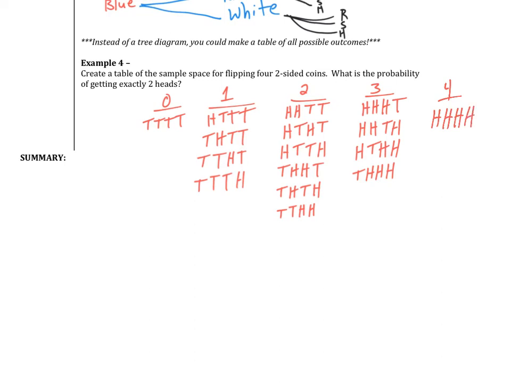Okay, so let's count. How many total outcomes are there? There is 1, 2, 3, 4, 5, 6, 7, 8, 9, 10, 11, 12, 13, 14, 15, 16. So I count 16 total. So there are 16 total.